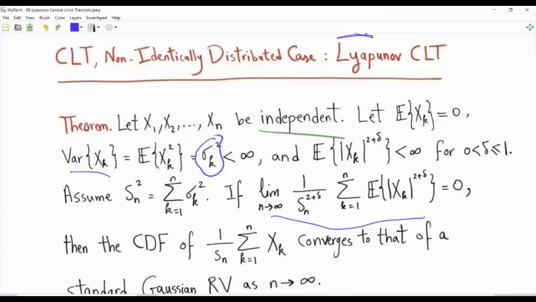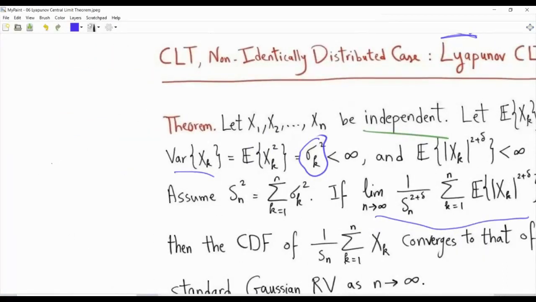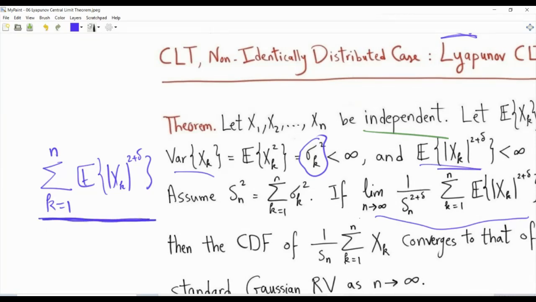So let's try to understand what this thing is. So it is a summation. It's not just that we need this expectation to be finite. If we take the sum of those guys to the power 2 plus delta, and we sum from 1 to n, and then we divide by Sn to the power 2 plus delta. So what is Sn? This Sn is basically the square root of the summation k from 1 to n of sigma k squared. So basically, Sn is the square root of the sum of variances.